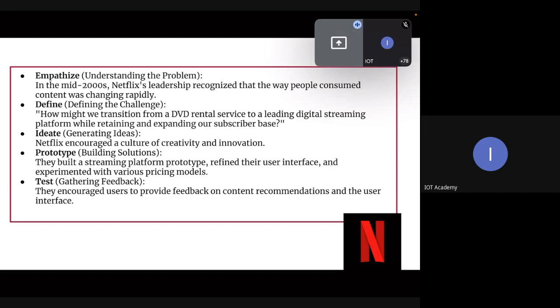So they defined their problem statement. How might we transition from a DVD rental to a leading digital streaming platform while retaining and expanding our subscriber base? And then they understood that they can build that by refining their interface, by providing various pricing models, by giving the viewers different kinds of content, by giving the users different kinds of series that they want to watch. There was a time when on Netflix there were long running series.